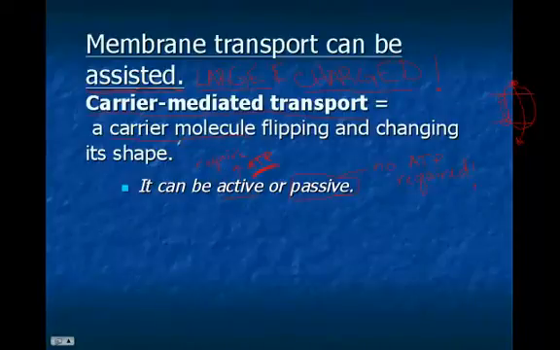So again, when we talk about these carrier-mediated transport proteins, some of them will just be passive, letting things move down their concentration gradient. And some of them are going to actually require ATP, and they'll pump things against the concentration gradient.